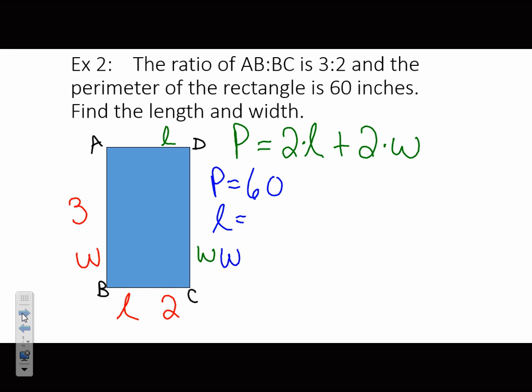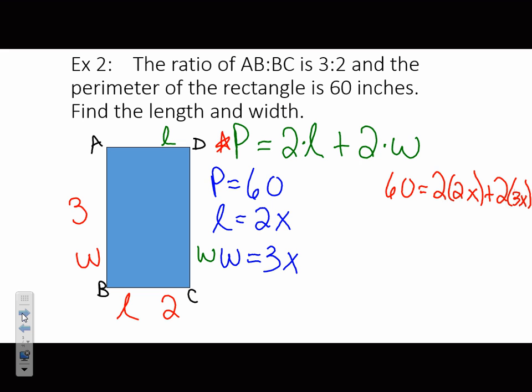Now our length is 2. And instead of just saying 2, we're going to say 2x because it is a fraction of 2. So it could be 2, it could be 4, it could be 6, it could be 8. So we're going to put 2x, and our width is 3. So it could be 3, it could be 6, it could be 9. So we have 2 and 3 there. This is the information we know. After we write down the information we know, we're going to plug it all in to this equation. So our perimeter is 60, so 60 equals 2 times my length, which is 2x, plus 2 times my width, which is 3x.